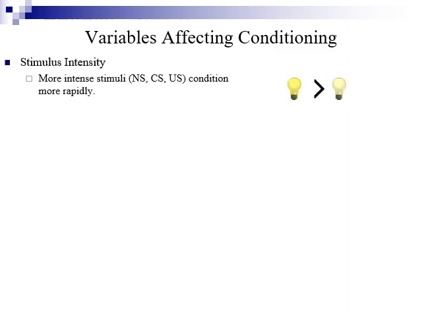Other variables affect whether conditioning will occur and how rapidly it will occur. Stimulus intensity. In general, the more intense the stimulus, whether we're talking about the CS or the US, the more rapid conditioning will occur. In other words, bright lights, loud noises, etc., will produce stronger conditioning than dim lights and quiet sounds.